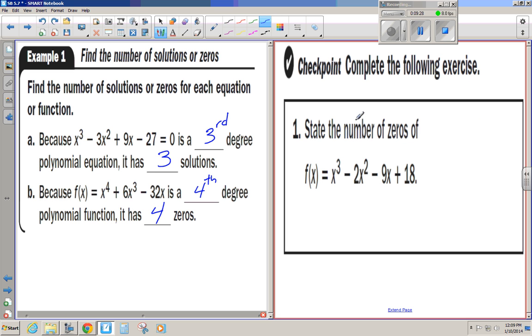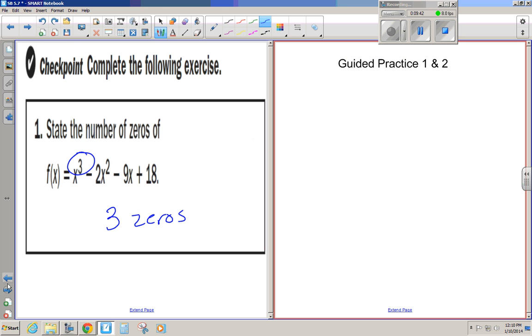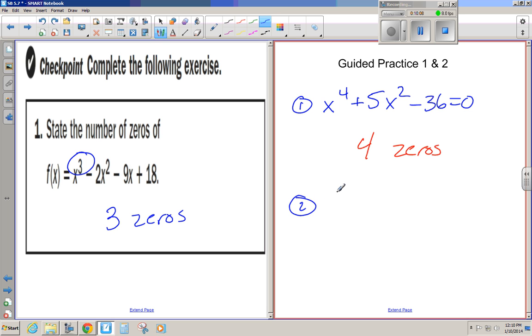Here, checkpoint. Why don't you pause this and give it a try? You just have to say how many zeros are there. And hopefully you paused it and wrote that there are 3 zeros because of the x cubed. All right, let's take a look at guided practice number 1 and number 2. Number 1 gives us the equation. And it asks us how many zeros? Well, it has 4 zeros. Guided practice number 2.